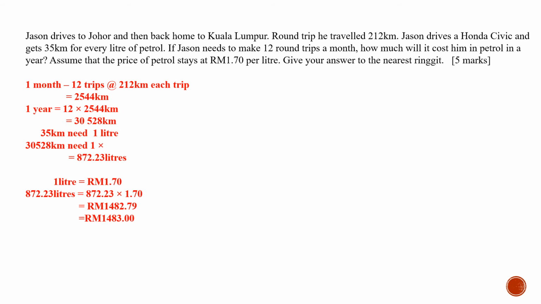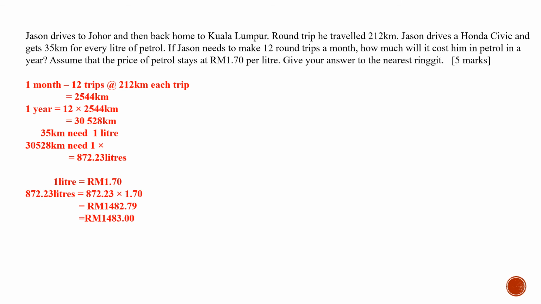Next one, Jason drives to Johor. This one also I saw a lot of you made mistake. Do it one by one. All right, round trip is 212 kilometers. Can you see I've written it down? All right, Jason drives a Honda Civic. He needs to make 12 trips a month, 35 kilometers. So you write down one by one.